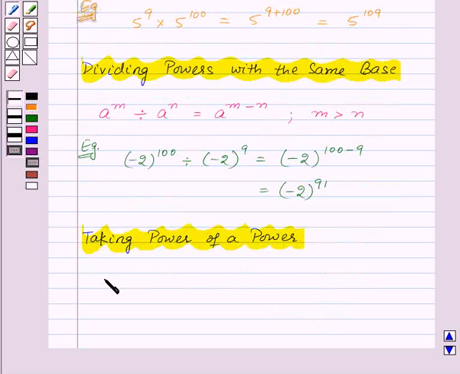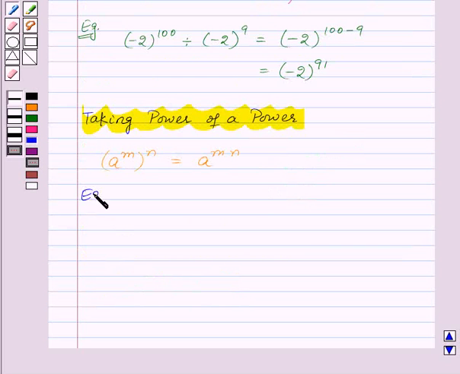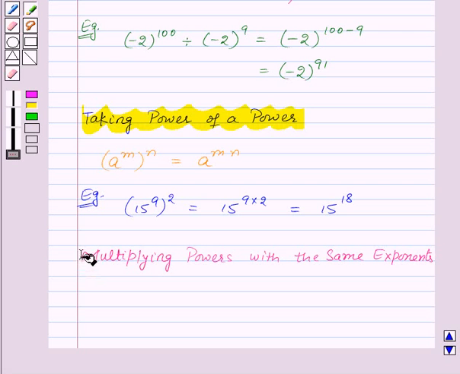For any non-zero integer a, a raised to the power m whole raised to the power n will be equal to a raised to the power m into n, where m and n are whole numbers. For example, 15 raised to the power 9 whole raised to the power 2 will be equal to 15 raised to the power 9 into 2, which will be equal to 15 raised to the power 18. Let's move on to multiplying powers with the same exponents.